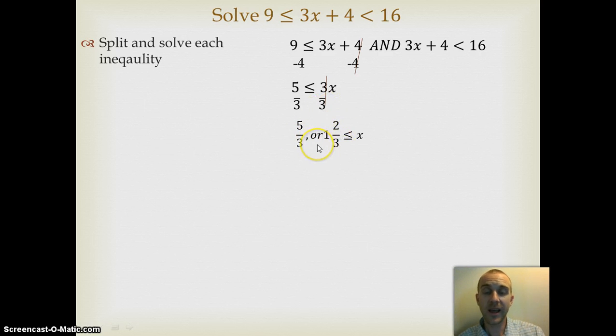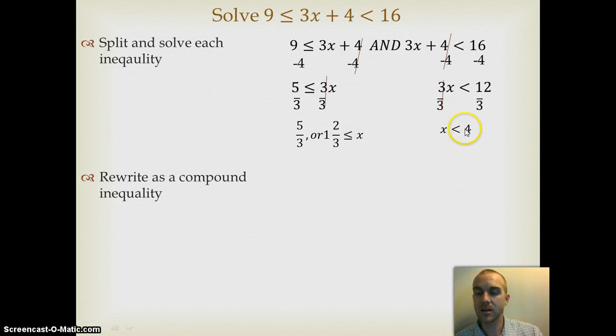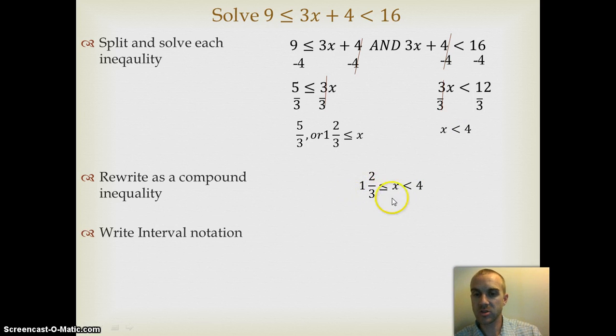And if I have a fraction, I want to make sure I make the individual marks on the graph to represent the thirds. Here I'm going to solve, subtract 4, divide by 3, and that gives me 4. So x is greater than or equal to 1 2/3, and it's less than 4. And that's how I would write my compound inequality. And in interval notation, I would just put the two numbers. This one is a bracket because of the equals to, and this is parentheses because it's just the less than.